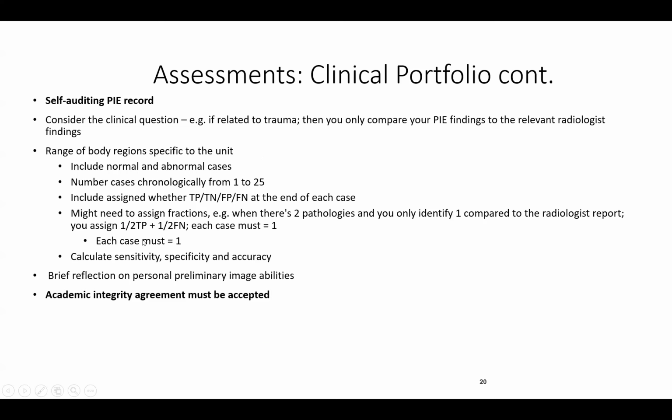So sometimes you need to use fractions. For example, if there's 2 pathologies, say there's 2 fractures, you've only identified one and the radiologist actually picks up another one, then you can only assign half true positive because you've only identified half of the abnormality. And then the other half will be a false negative. But remember, each case must be equal to 1, not equal to 2 or equal to 3 because you've seen 3 pathologies. Each case must be equal to 1, and that's the reason why you're using fractions. And then, of course, also your calculations as well.